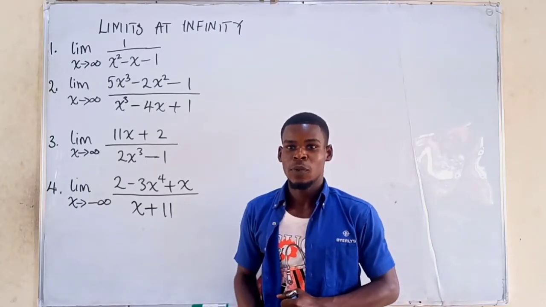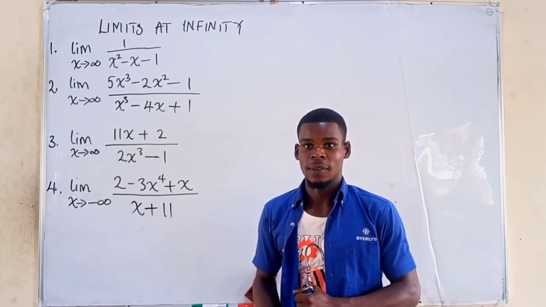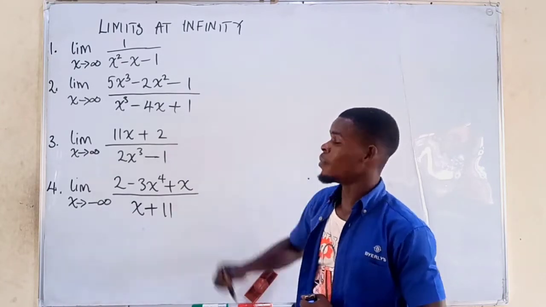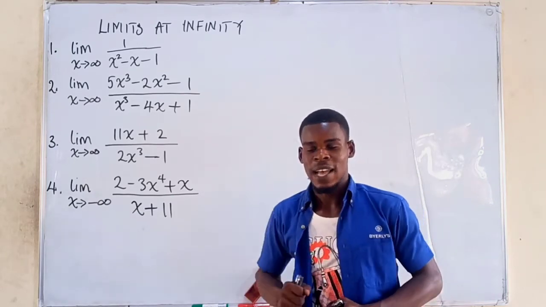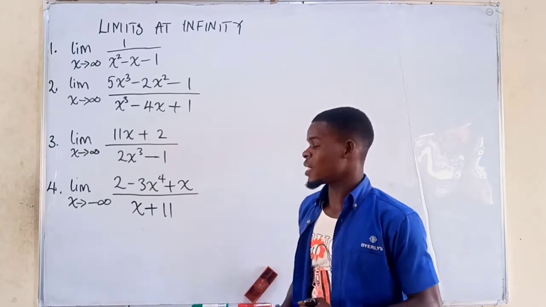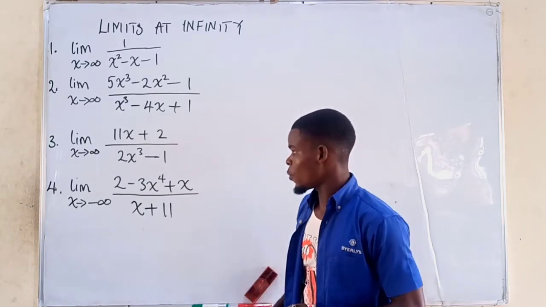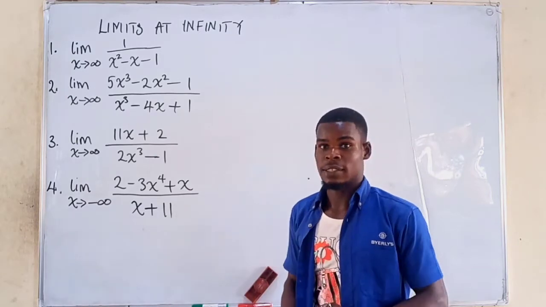Now in this video, we want to evaluate the limit of the following functions as x approaches infinity. This kind of limit, we call them limit at infinity. We want to check how the function behaves as the input gets larger and larger. The following functions are just rational functions, where we have a polynomial in the numerator and a polynomial function still in the denominator.